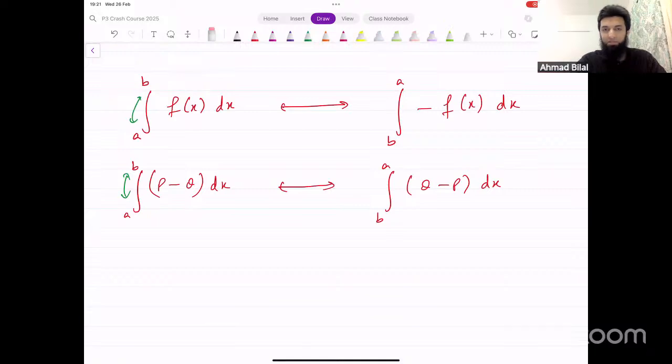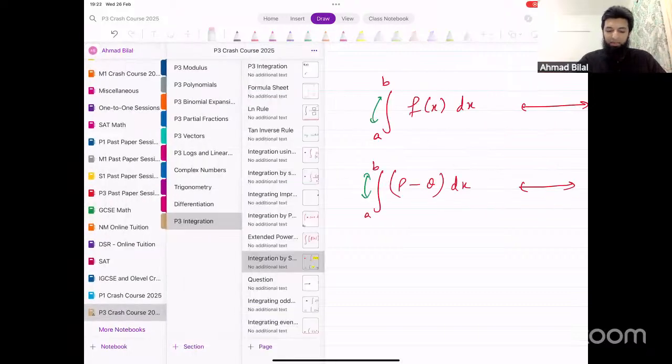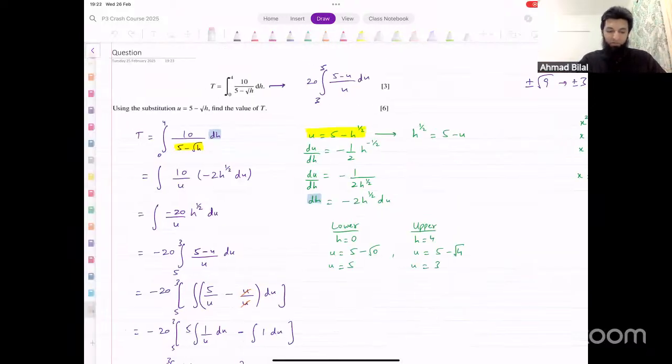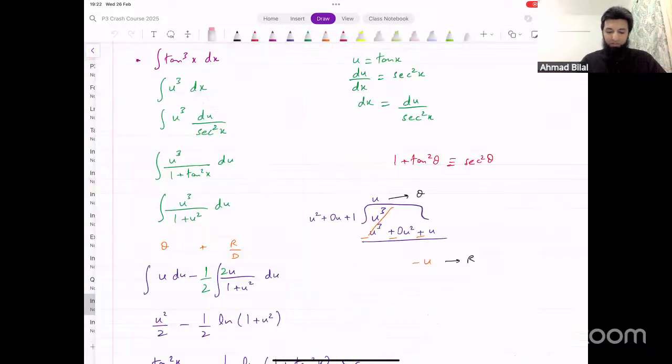And then you can switch the limits, right? If you switch limits, the whole function gets multiplied with negative. That's what we did. And then this was one example of that where we have to switch the limits.